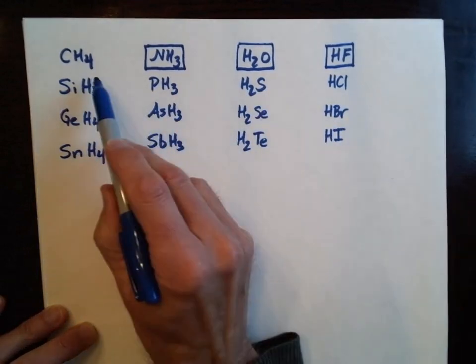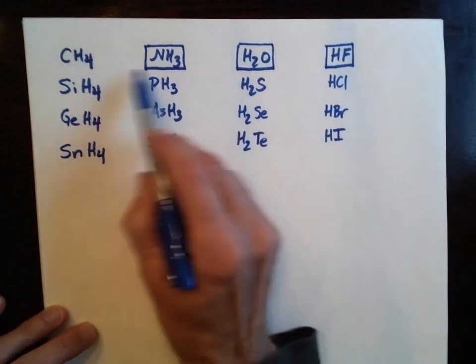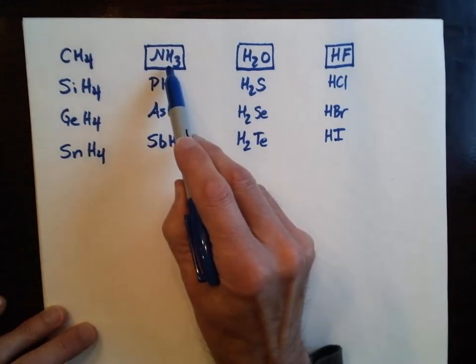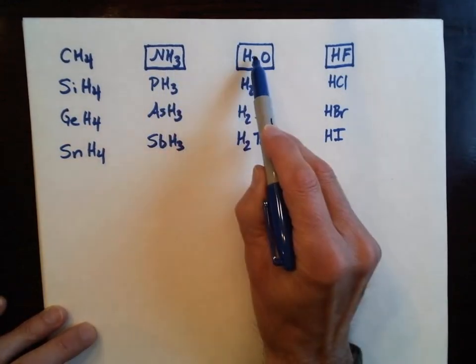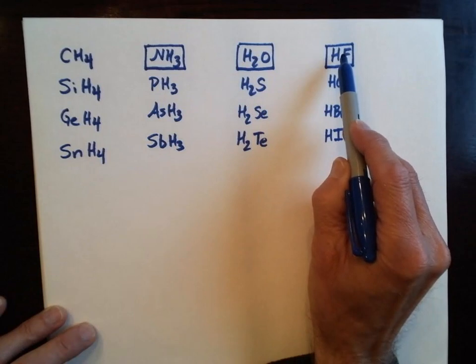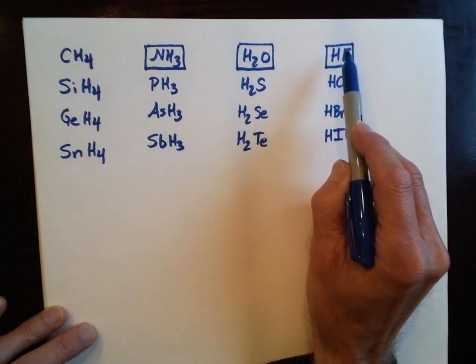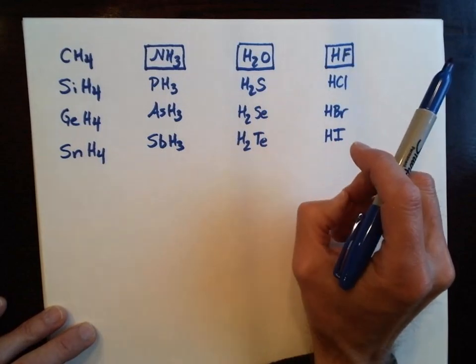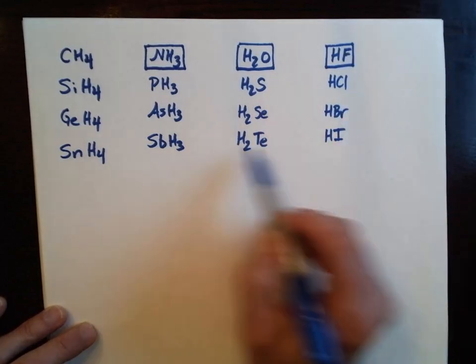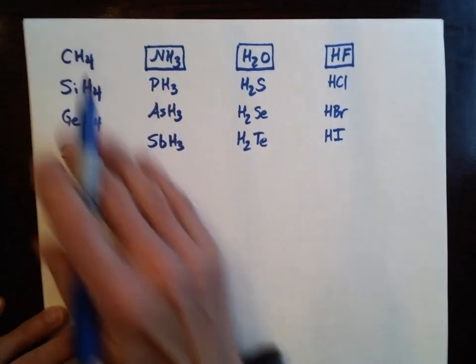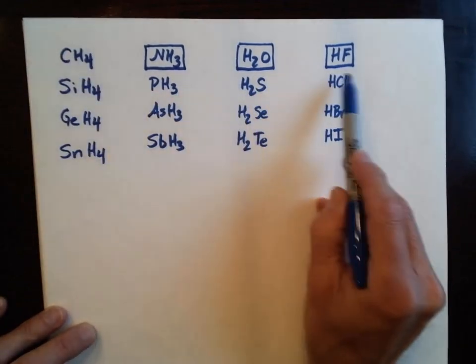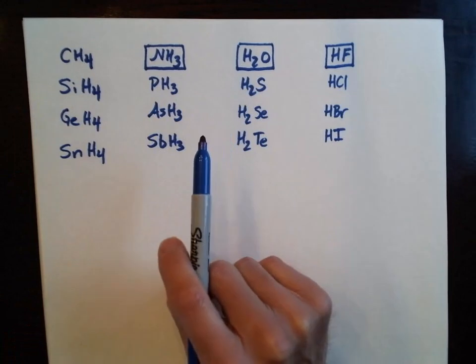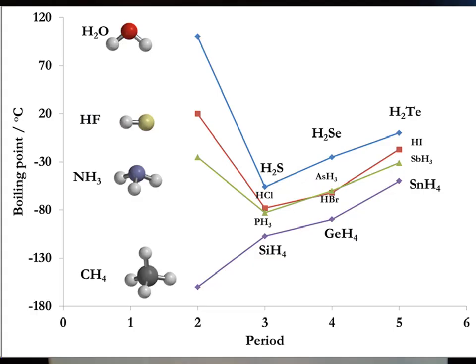And so what we would expect in these particular compounds is that ammonia molecules, water molecules, and HF molecules would have particularly strong intermolecular forces, or strength of attractions for one another. While the other ones, of course, are going to have intermolecular attractions, but they're not going to be quite as strong as the others. So what I want you to do is take a look at this graph.